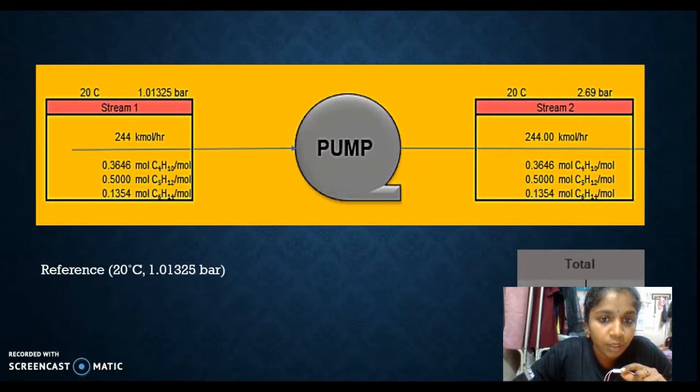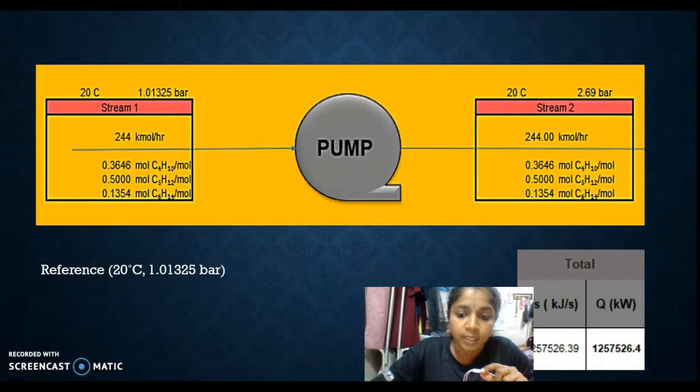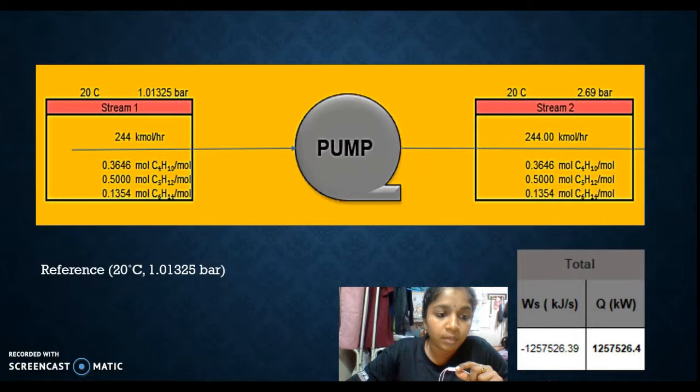The inlet temperature of pump is 20 degrees Celsius and 1 atm, with flow rate of 244 kmol per hour of naphtha. My outlet temperature is 20 degrees Celsius, but the pressure has been increased to 2.69 bar. I used mechanical energy balance to calculate the shaft work and heat produced in this unit. My reference point is 20 degrees Celsius and 1 atm.